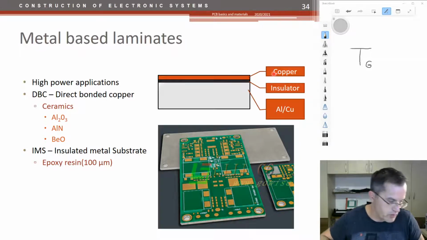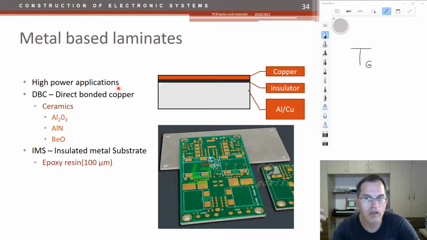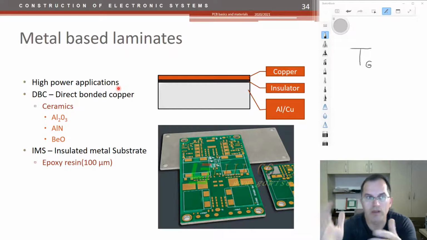Metal-based laminates are used for high power electronics where the heat dissipation is very important. Here these high power applications are, for example, LED light sources where LEDs have to be cooled down efficiently, then high power drivers for motors or high power converters, and all the electronics that now has to be really small, packed in a small package, and of course it requires quite a lot of cooling.